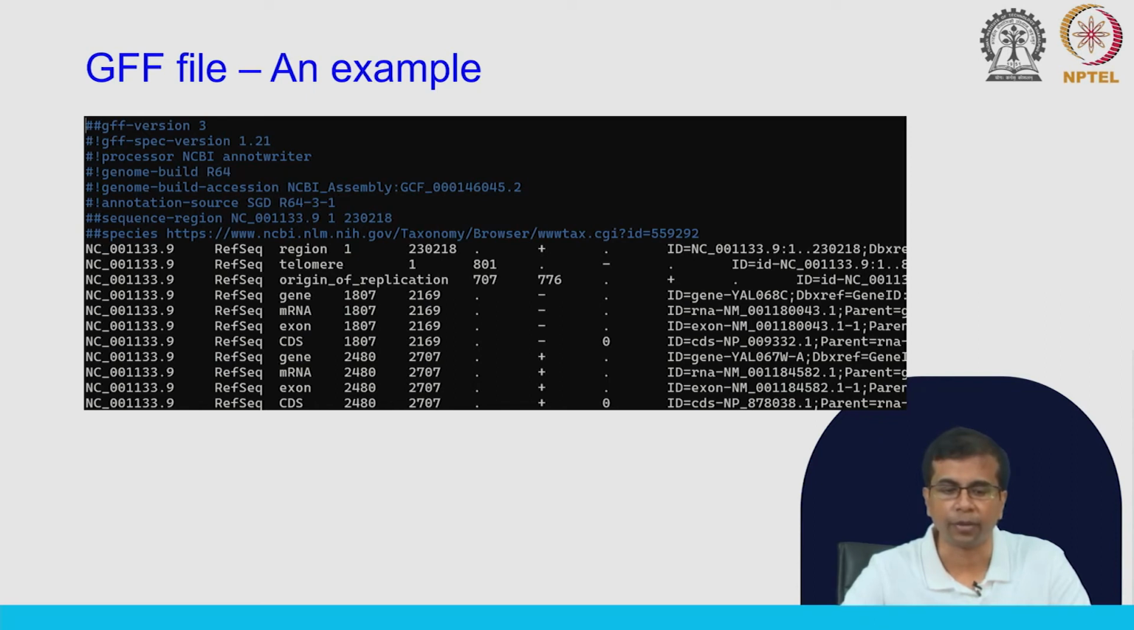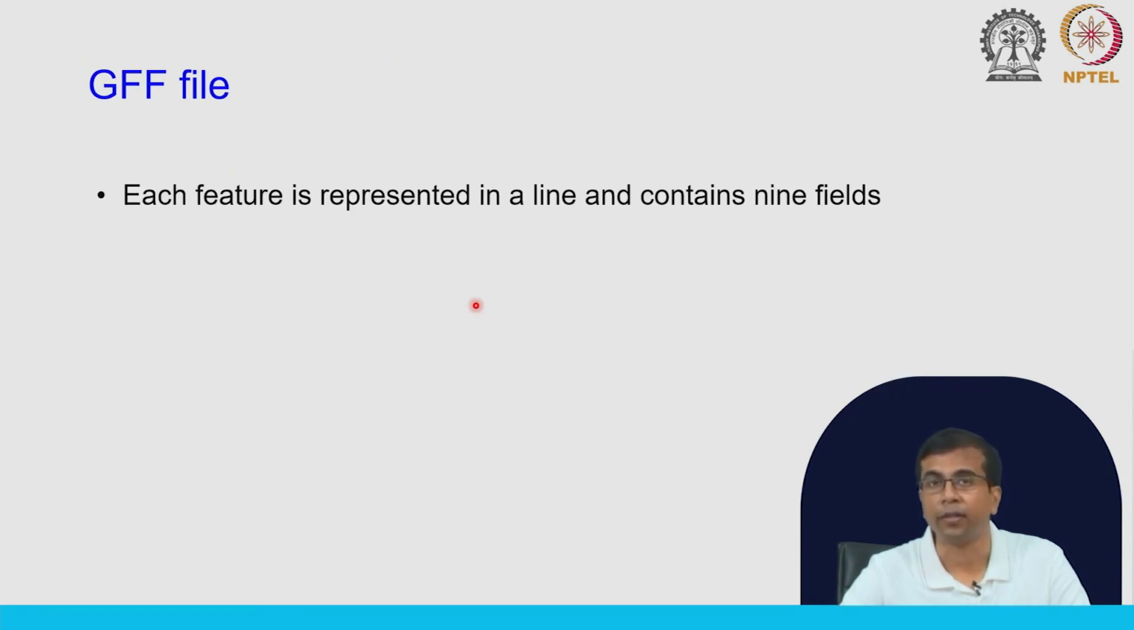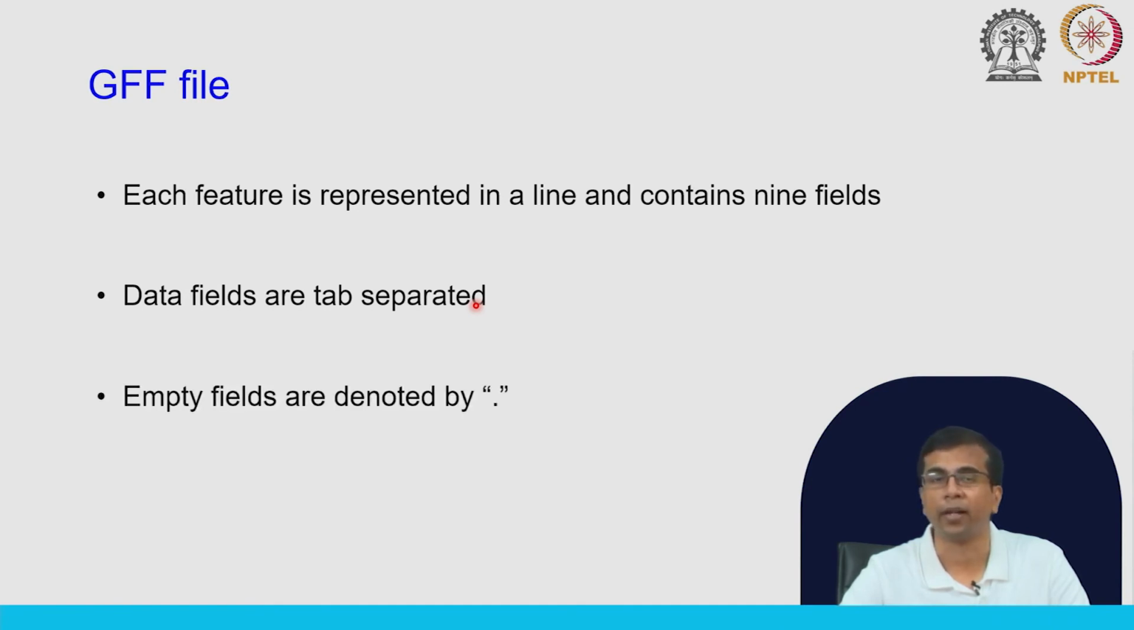So, these NC numbers are the IDs of the chromosomes, then you have the source, then you have some other information. We will discuss what these fields are in a moment. Each line is a feature in the genome, and this is represented by 9 fields. These 9 fields are tab separated, and the empty fields are denoted by a dot, as we have seen for other files as well. So, if you do not have information, you just put this dot. So, what are these fields?